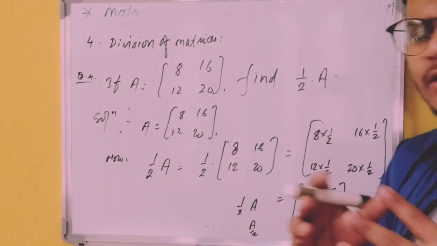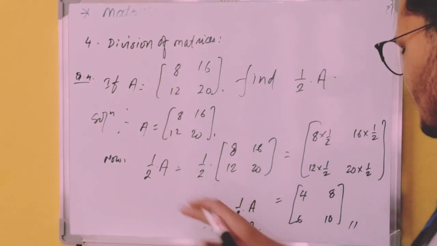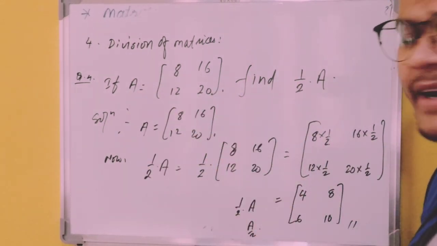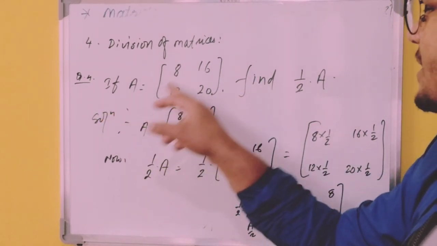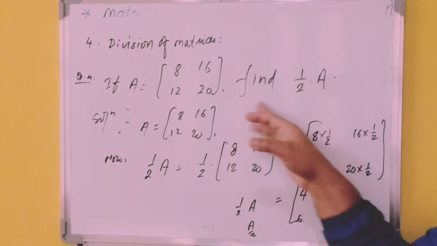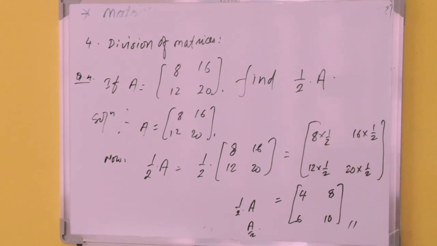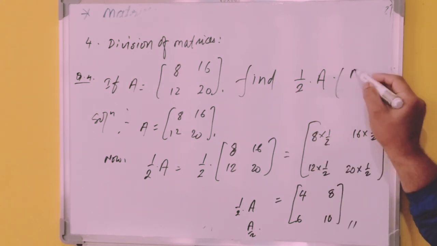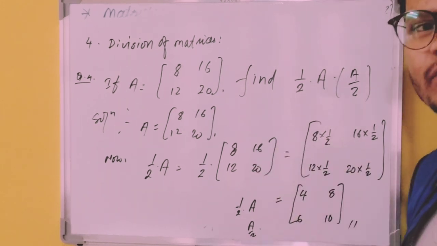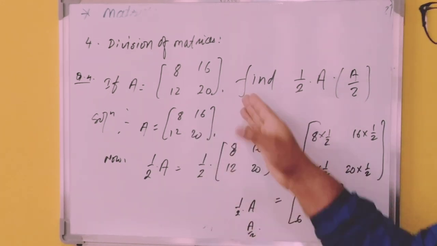division of a matrix, how to do that one. I solved one of the questions, and I am going to describe it to you. Suppose that we are given A equal to 8, 16, 12, 20, and we have to find 1 by 2 of A. It means you can write this as A by 2, the division of matrix A by 2. A is divided by 2.